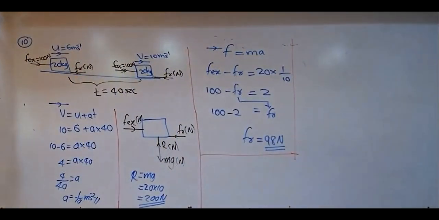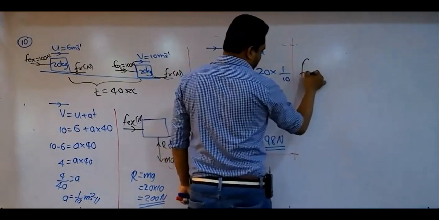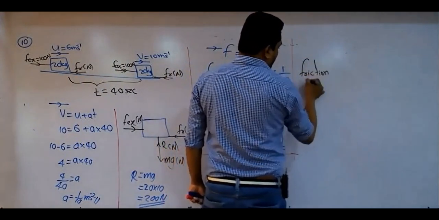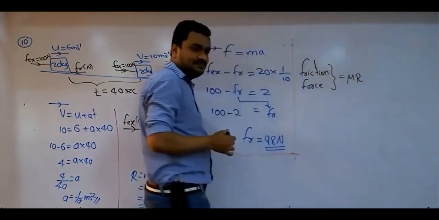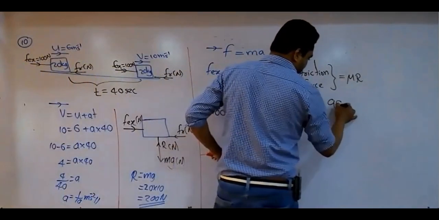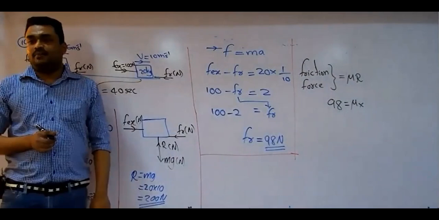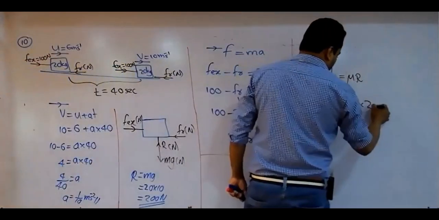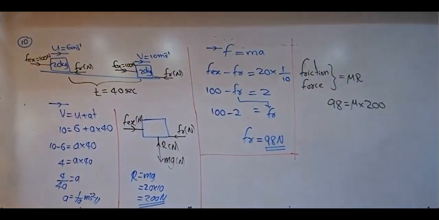Right. How do you find the coefficient of friction? Kinetic friction force is equal to mu R. Friction force we have found as 98. This is mu. Normal reaction force is 200. Can you do the rest and find mu? No units, right? No units, no dimensions.